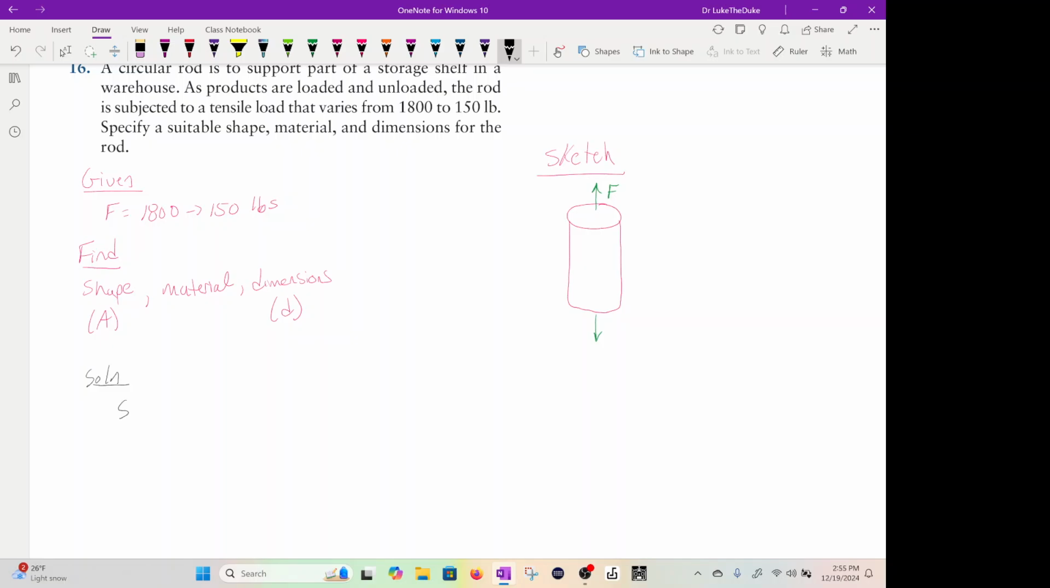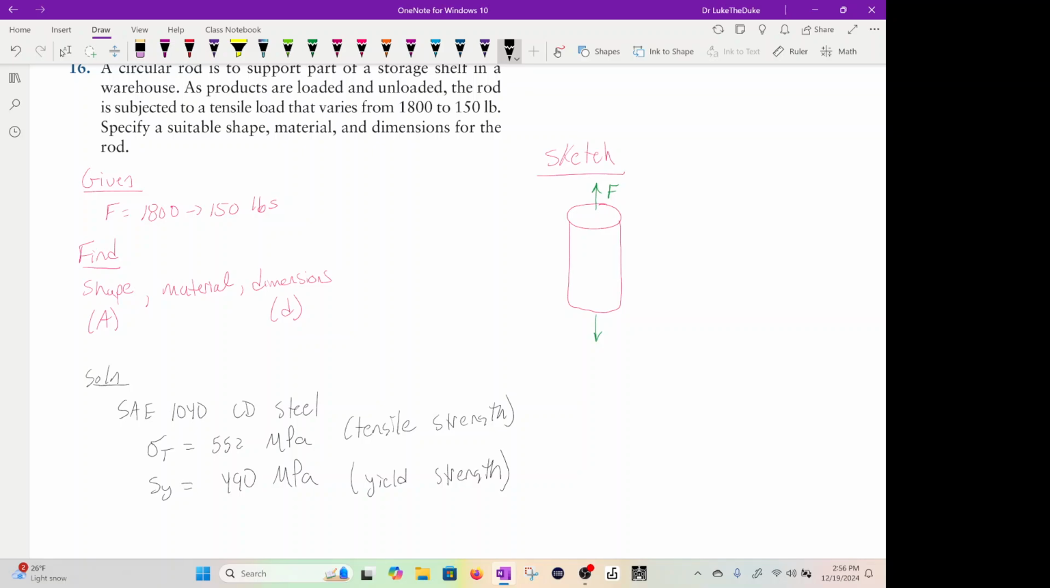Okay, so let's pick SAE 1040 cold drawn steel. Sigma T, your tensile strength, 552 megapascals, and SY, your yield strength, 490 megapascals. We can find these in the book. Okay, this is your tensile strength. This is your yield strength.